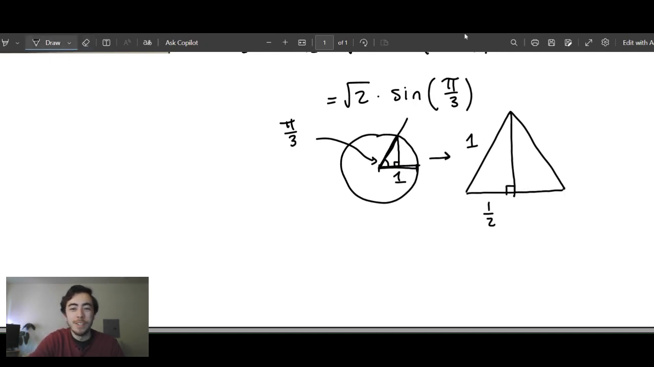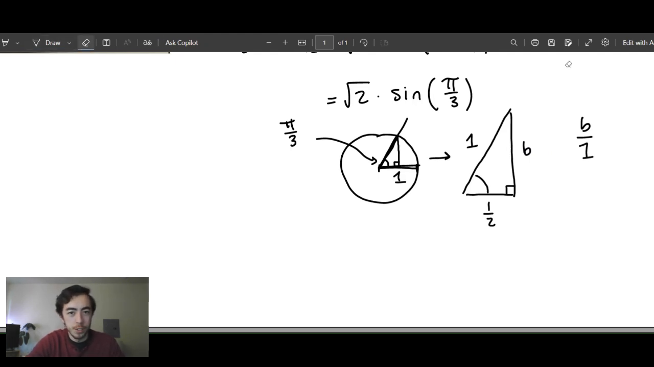I want to figure out what sine of pi over 3 is. The angle pi over 3 is right here. And the sine function tracks the opposite side divided by the hypotenuse of a triangle. That's just by definition. And so sine of pi over 3 should be this opposite side divided by the hypotenuse. And well, the hypotenuse is just 1. And so this value right here is going to be the same as sine of pi over 3.